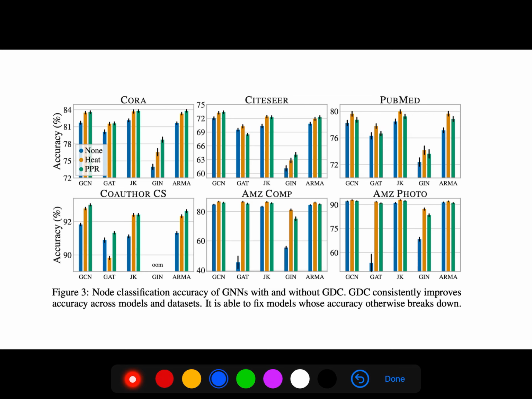So they experimented on Cora, CiteSeer, PubMed, these popular node classification datasets, and Coauthor CS.